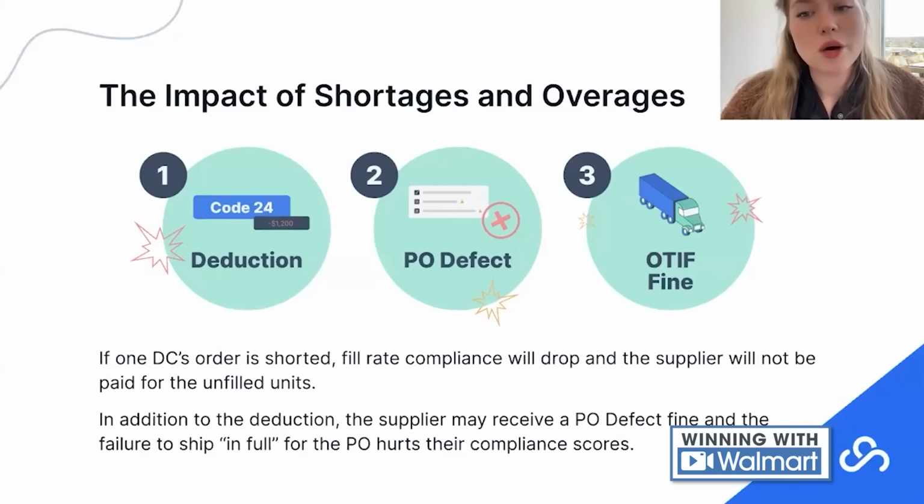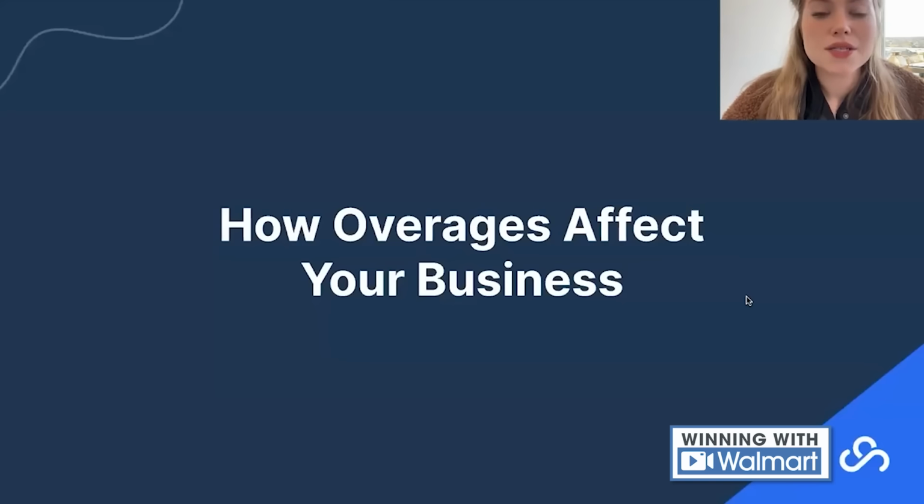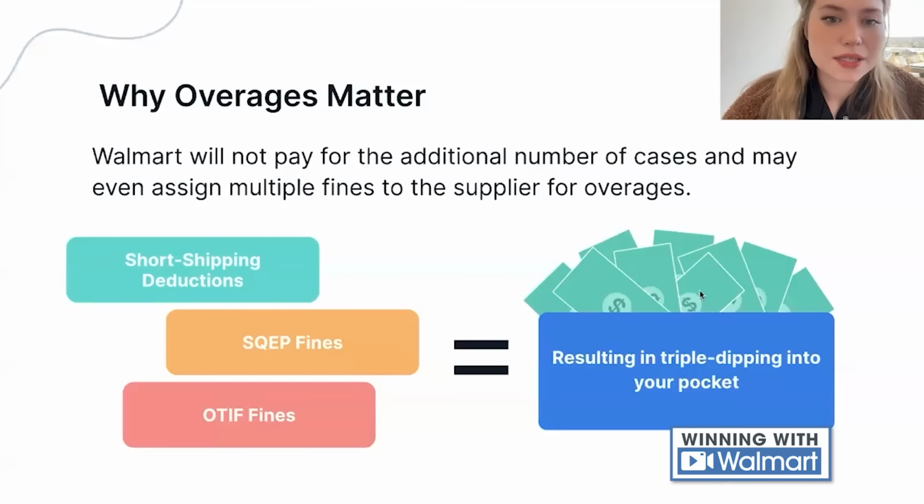Sometimes they will pull up your OTIF or in stocks in order to determine which vendor they will move forward with. So OTIF even has more drastic impacts than just receiving something within itself, which is pretty scary. Okay, so how can overages affect your business?